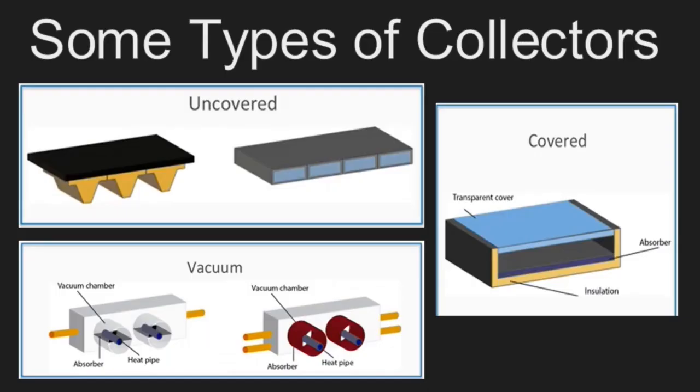Now let's talk about some different types of collector plates which we have. So the first type is the uncovered type. Basically, the sunlight strikes these plates directly, so a good fraction of the energy coming from the sun is lost as reflection losses. Usually this is used only when the temperature varies very little with respect to the ambient temperature, because this is very cost effective.